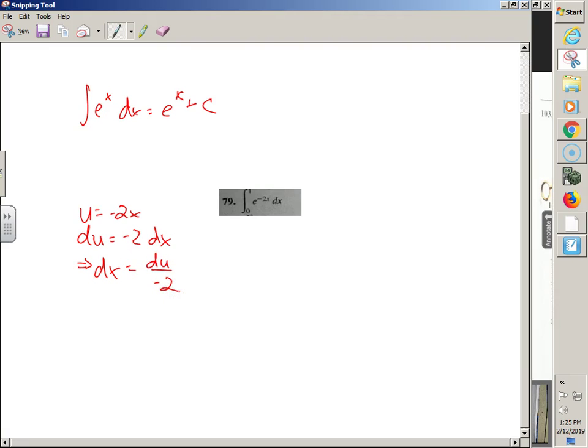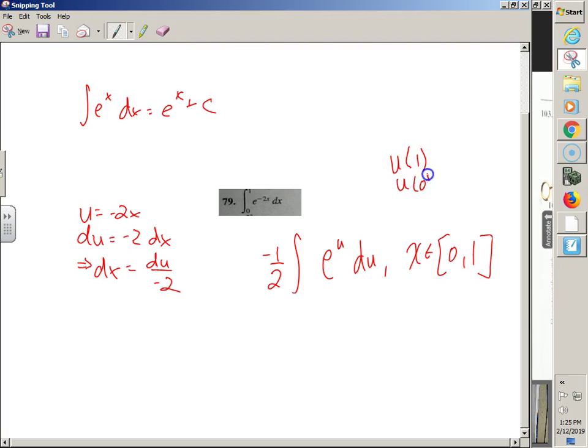So can't I plug this in? It will be negative 1/2 e to the u du for x's within 0 to 1. What do you guys want? Keep it x's or put in some u bounds? All right, so I'm looking for u of 1 and u of 0. I like doing it this way because my top and my bottom I can just whoosh. U is negative 2 times x.